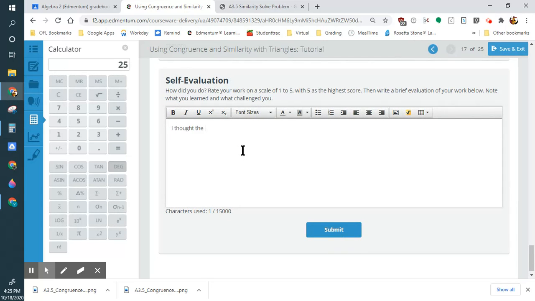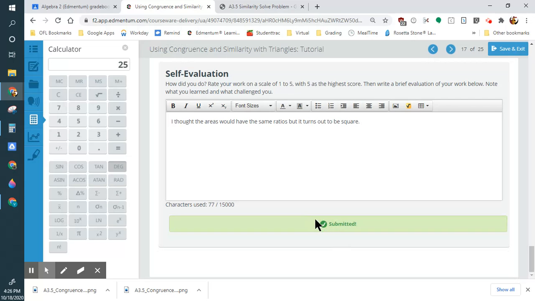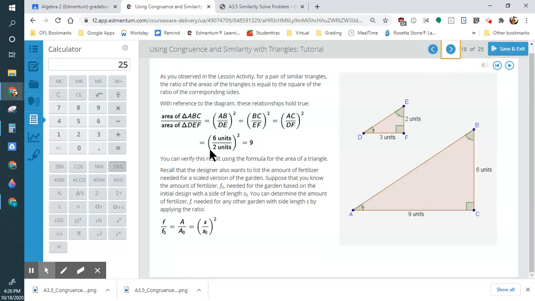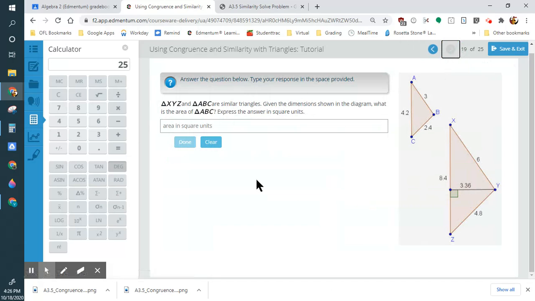I thought the areas would have the same ratio. It turns out to be squared. So don't just write any random thing. Write any challenges you have. In this one, I was so bored with how they were doing the other one, I just went and assumed that we were just doubling it, but we weren't. They were actually teaching us something. Good job, Edmentum. So we're just squaring the areas. So we take the ratios and square them, and that's how we figure out the areas.